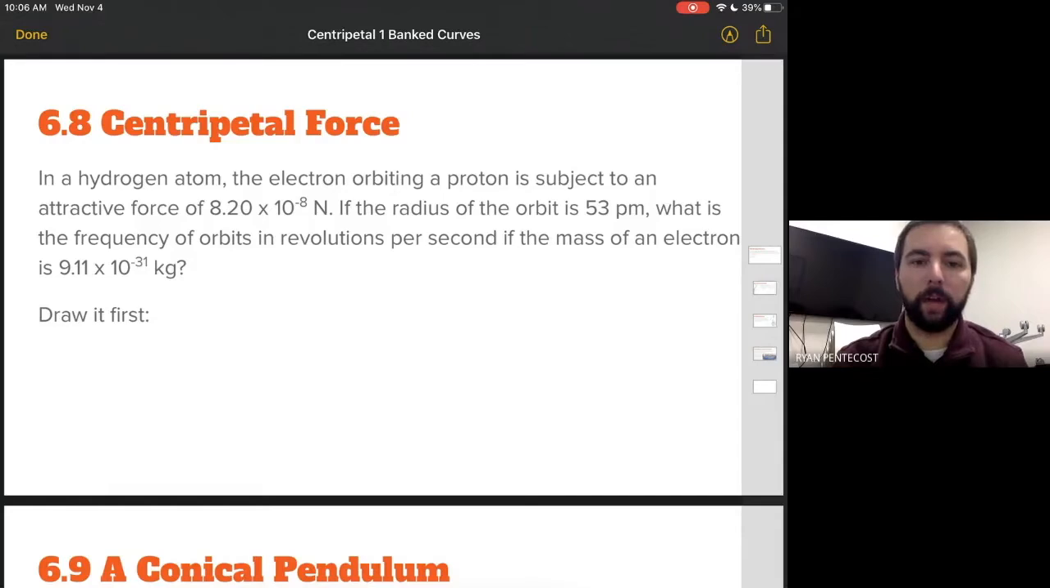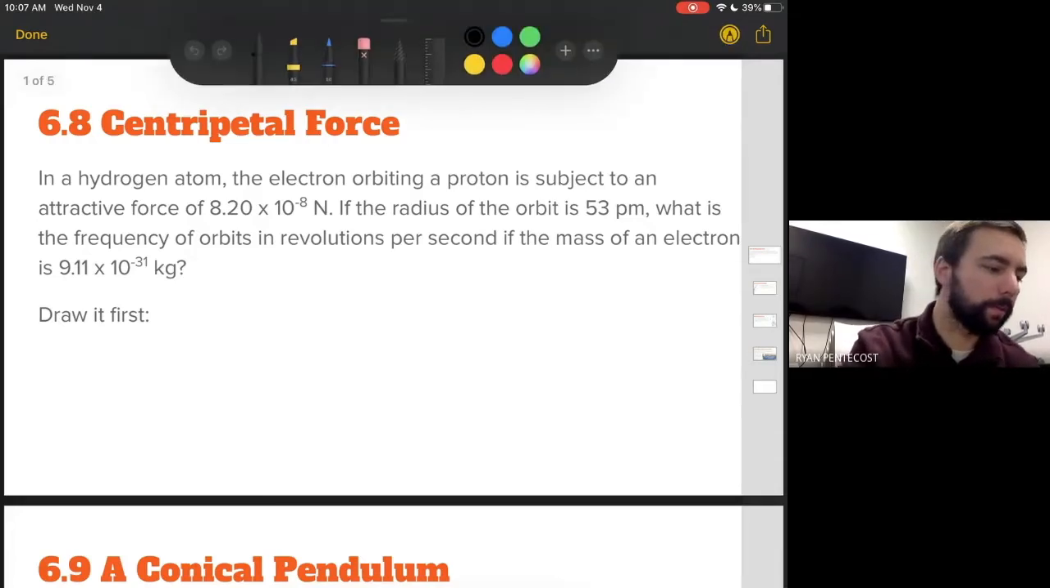In a hydrogen atom, the electron orbiting a proton is subject to an attractive force of 8.20 times 10 to the negative 8 newtons. If the radius of the orbit is 53 picometers, what is the frequency of orbits in revolutions per second if the mass of an electron is 9.11 times 10 to the negative 31st kilograms? Draw it first. So what we will do is we will draw it first.